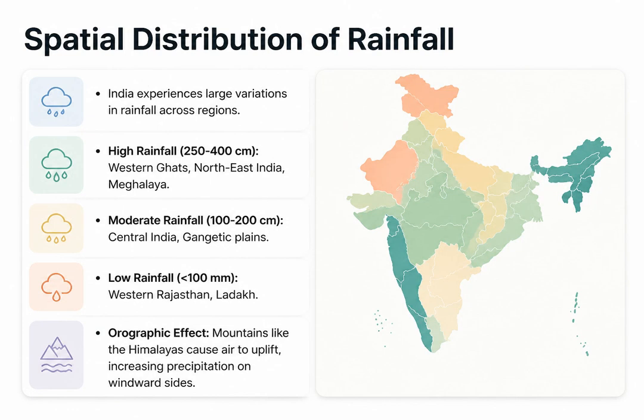Spatially, the distribution of this rain is highly uneven. Regions like the Western Ghats and Northeast India, particularly Meghalaya, receive massive amounts of rain, up to 400 centimeters, largely due to orographic uplift, where mountains force moist air upward, causing heavy precipitation. Central India and the Gangetic Plains receive moderate rainfall. Meanwhile, regions shielded from these moisture-laden winds, like western Rajasthan and the high-altitude desert of Ladakh, receive very low rainfall, sometimes less than 100 millimeters.